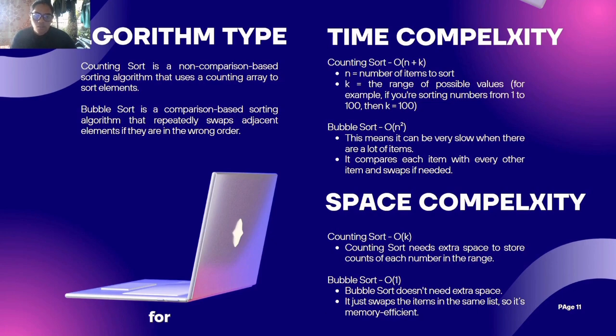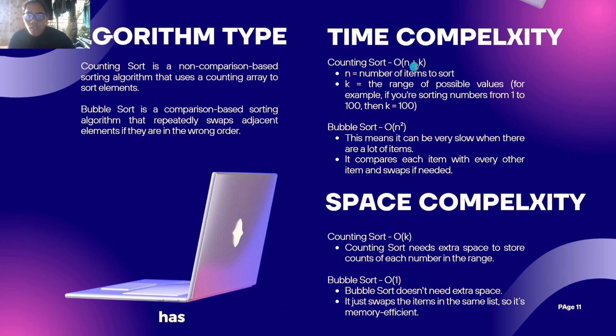So for example, I have an array of 3, 1, 2. It swaps the 3 and the 1 because 3 is higher than 1. So now it's 1, 3, 2. Then it swaps the 3 and the 2 because 3 is still higher than 2. So that's it. Now the time complexities.